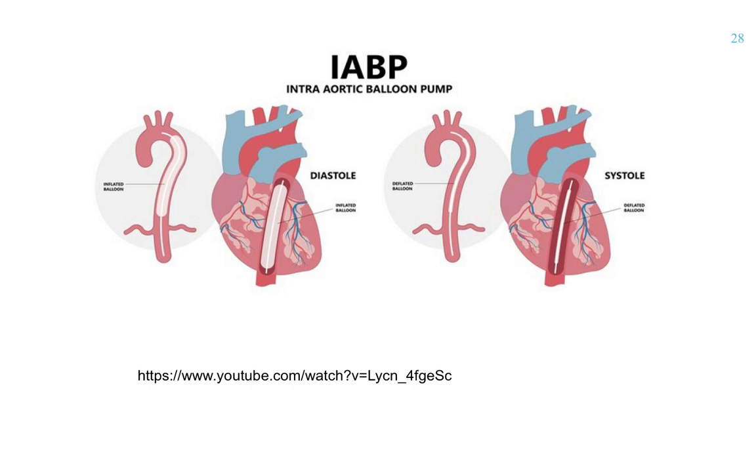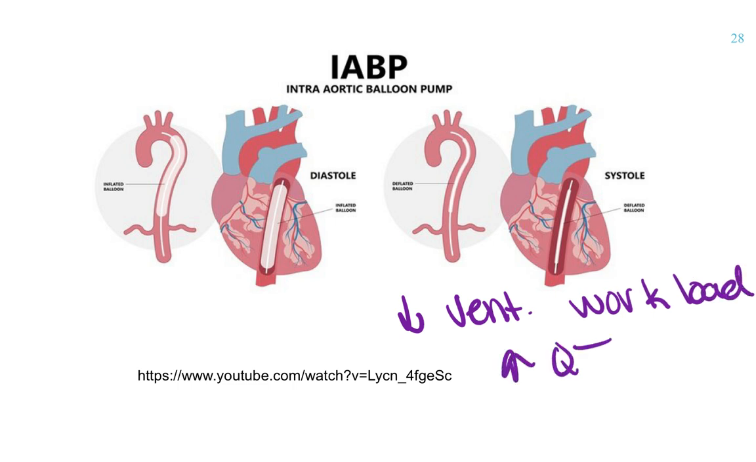So this is an intra-aortic balloon pump. In diastole, when the heart is relaxing, our balloon is going to inflate, and that's going to help support and rest the heart so that it doesn't have to squeeze as hard when we have systole. So it's going to decrease ventricle workload and increase cardiac output. And we will watch a video of how it works in class.